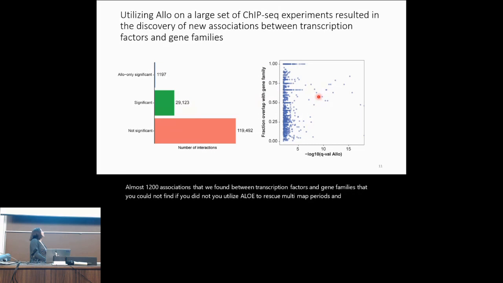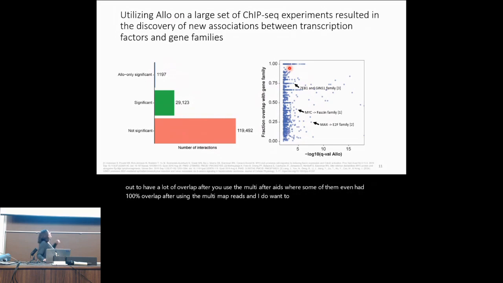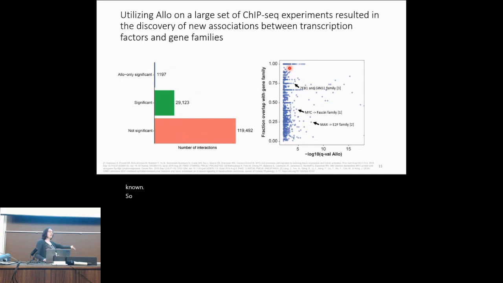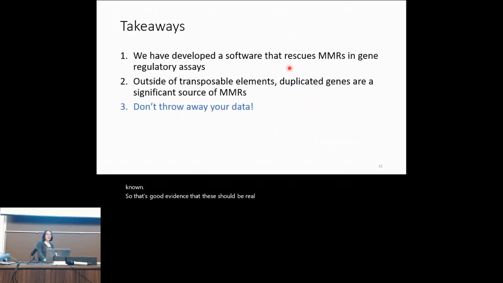What this is showing over here is these 1,000 Allo-only peaks. You can see quite a lot of them turned out to have a lot of overlap after you use the multi-mapped reads, where some of them even had 100% overlap after using the multi-mapped reads. I do want to mention too that there were a good few of these that had literature that actually backed that they were associations that were known. So that's good evidence that these should be real associations.